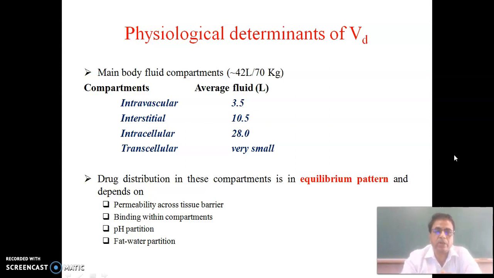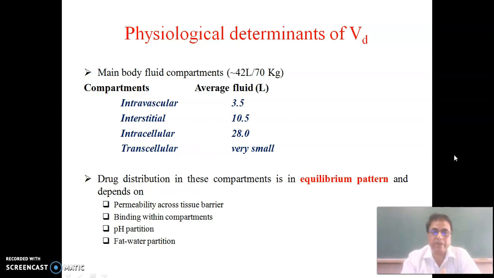One is intravascular, around 3.5 liters, interstitial fluid, around 10.5 liters, intracellular fluid, around 28 liters, and transcellular fluid, around 2% of the body mass. So generally, all these three, especially intravascular, interstitial and intracellular fluid, total around 42 liters. These are the different compartments we say. If a drug has free movement throughout the body, without any barrier, then definitely the volume of distribution will be around 35 to 40 liters.